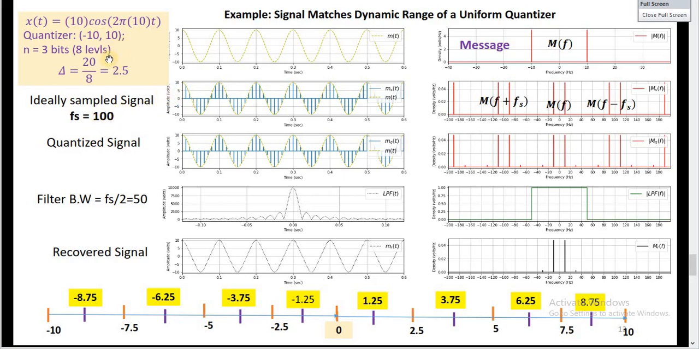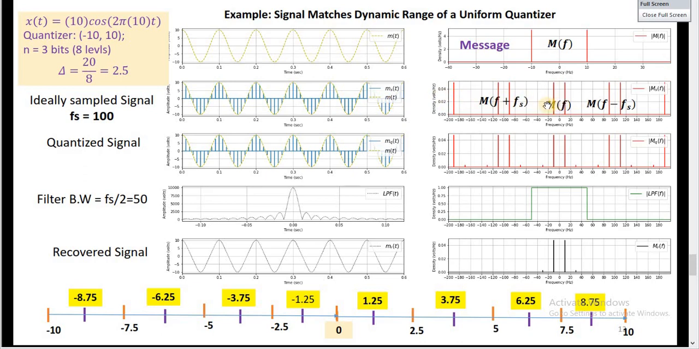Now we check that the bandwidth of the signal, the highest frequency component of the signal, is 10 Hz. And we're sampling at a rate much higher than the Nyquist rate. The Nyquist rate for this signal is 20 Hz, but we're sampling at a rate of 100 Hz. These blue lines here represent ideal samples taken from this sinusoidal signal. In the frequency domain, we recall that the Fourier transform of the ideally sampled sequence consists of an infinite number of shifted versions of the spectrum of m of t, shifted to the right and to the left by integer multiples of the sampling frequency.